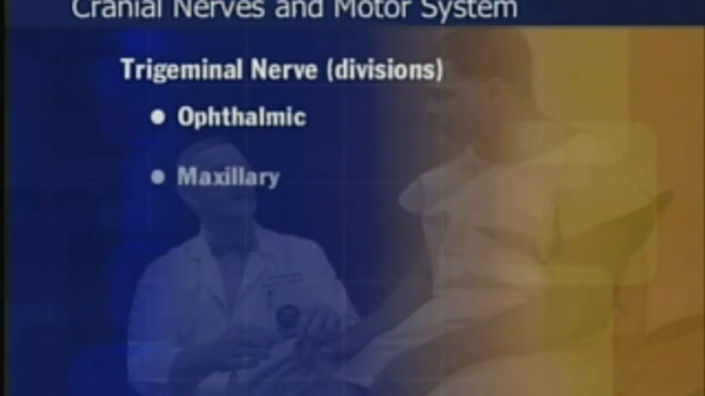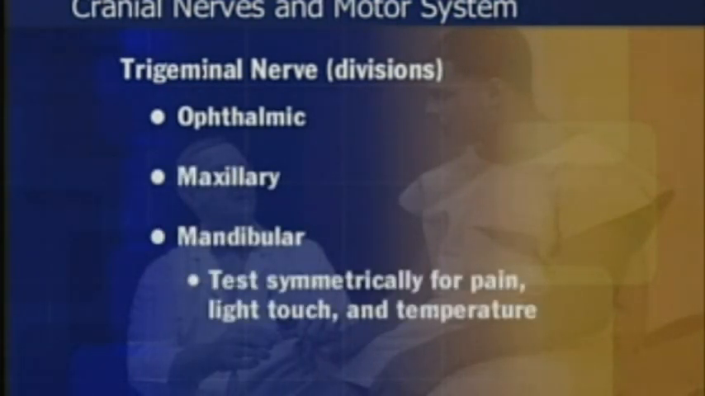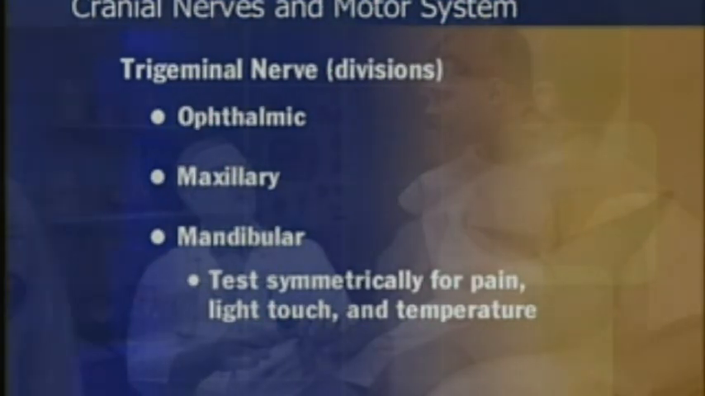The sensory portion of the trigeminal nerve has three divisions: the ophthalmic, maxillary, and mandibular divisions. All three areas should be tested symmetrically by assessing the patient's sensation to pain, light touch, and, if indicated, temperature.